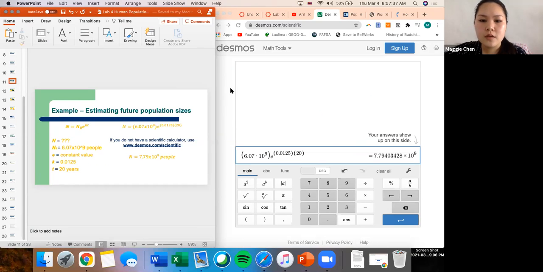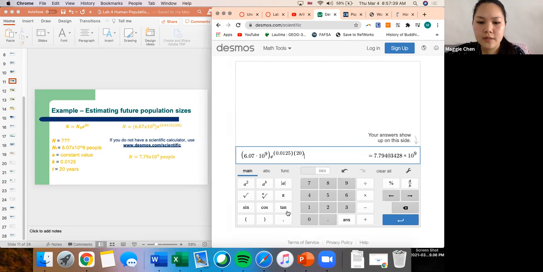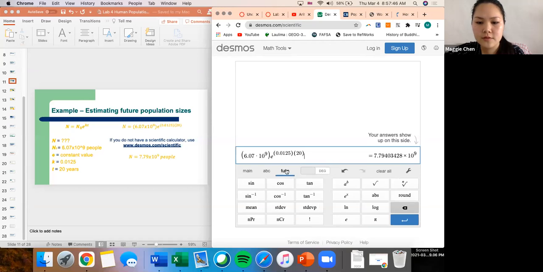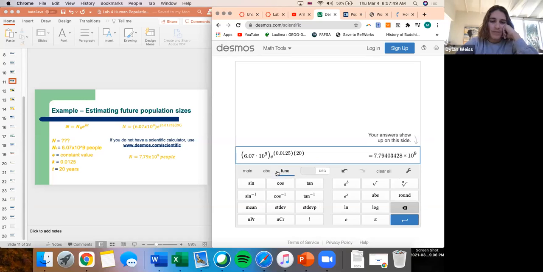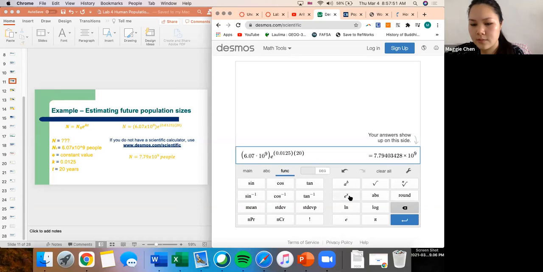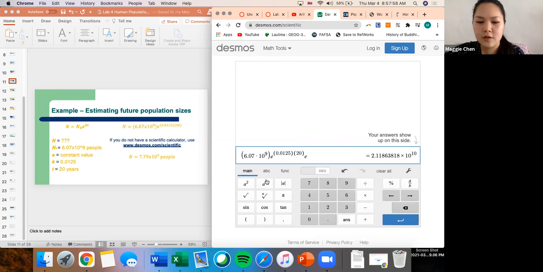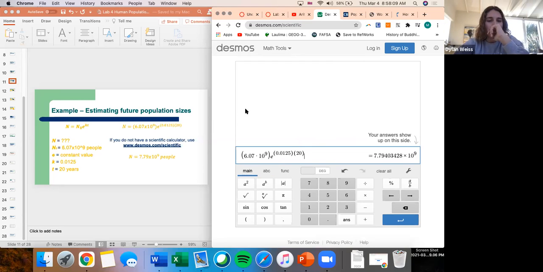On the main setup for this calculator, there's this main tab, ABC tab, and there's this function tab. If you click on function, there's e to the whatever exponent that you can plug in. But if not, you can also click on this regular e function and then put it in the main tab. You can put it up to make an exponent and get that exponent function in there.